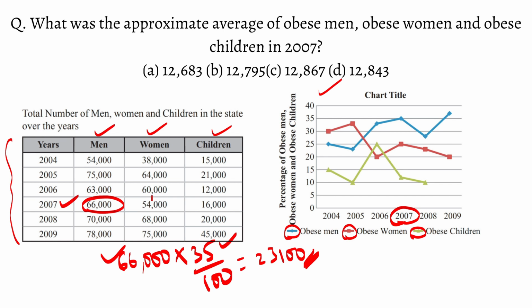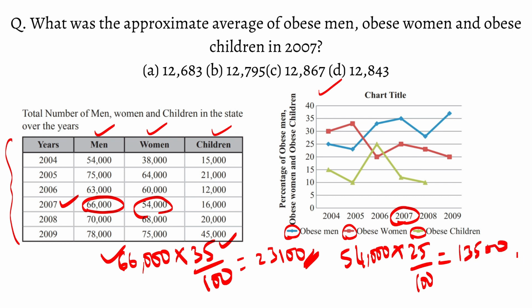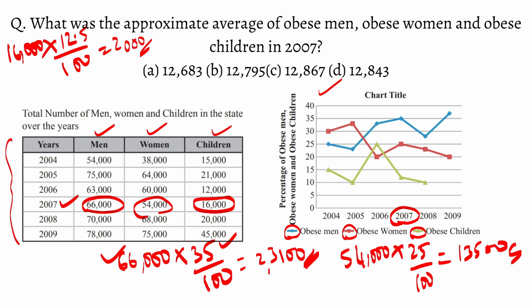What about the total women who are obese? Well, total women in 2007 are 54,000, right? And the percentage of women who are obese in 2007 is 25%. So 25 by 100 of 54,000 will be equal to 13,500. So 13,500 women are obese in 2007. What about children? Total number of children in 2007 are 16,000, and the percentage of children who are obese is almost 12.5%. So this will be equal to 2000.